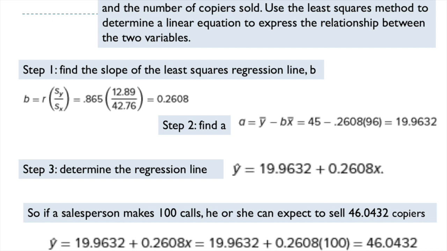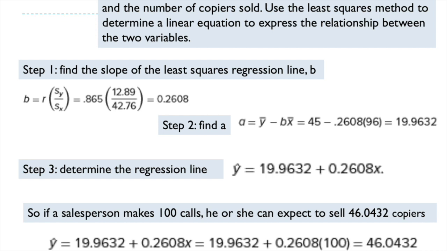Step 2, we need to find our a. Again, we're going to use the third formula given on the previous slide. We already know that the mean of our sample for y was 45 and the mean of the sample of x was 96. We plug in the slope that we just found and we find that our y-intercept has a value of 19.9632. Step 3, we're going to write out that equation. So we would say y hat equals 19.9632 plus 0.2608x.